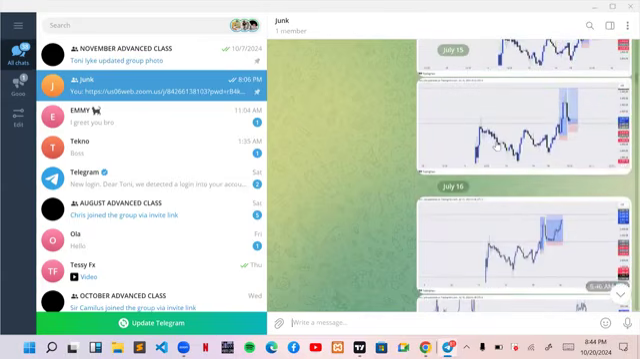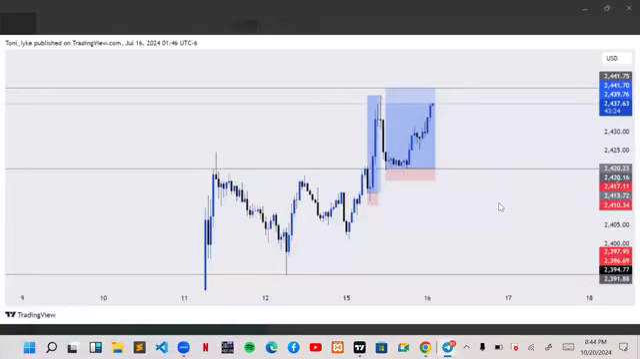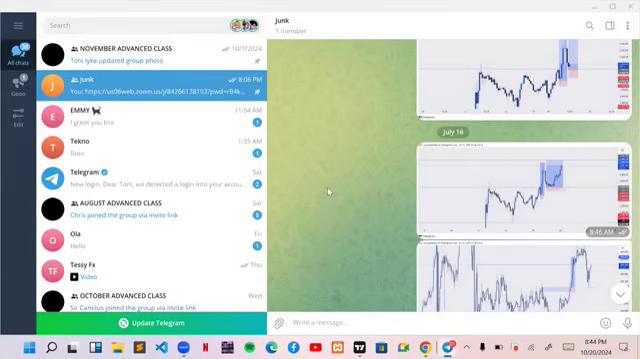Actually, this was the trade. When there was the shift of structure and the inducement, I picked my entry from the breaker block. So the same trade here. Once you follow all these rules as they should be, you hardly take a loss with this setup.